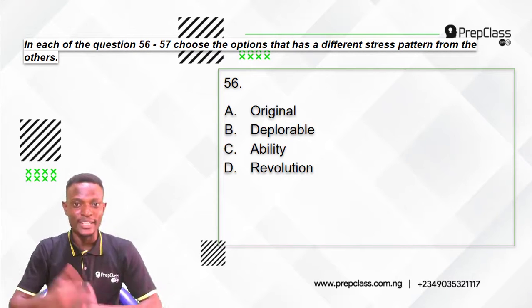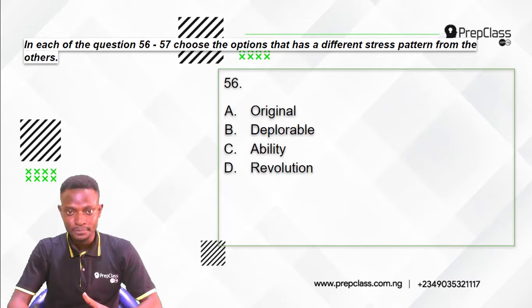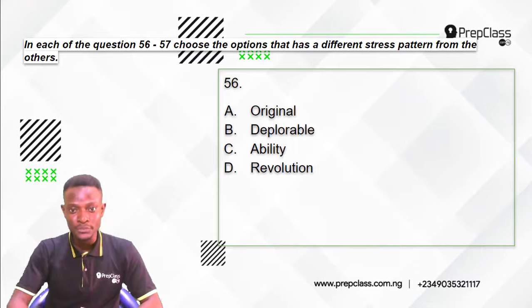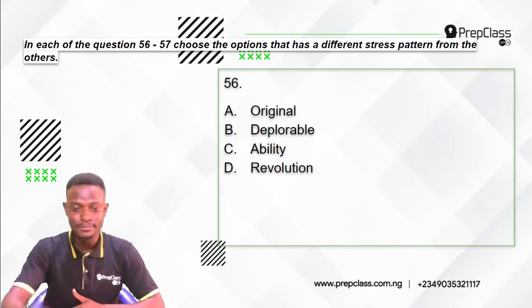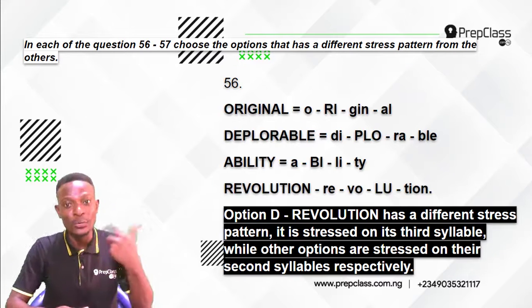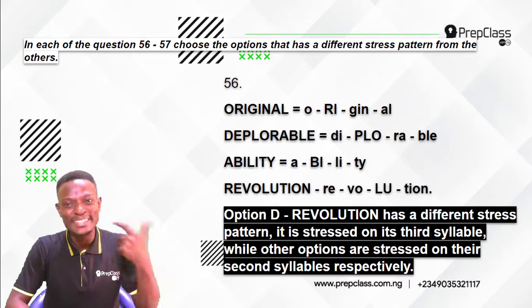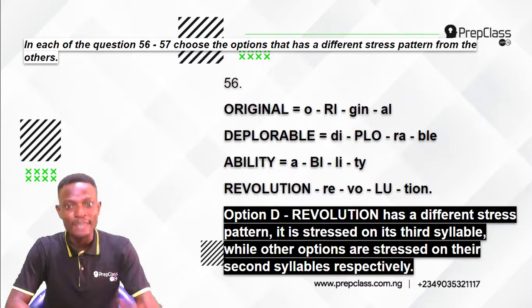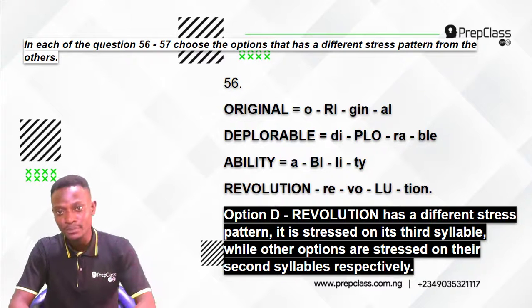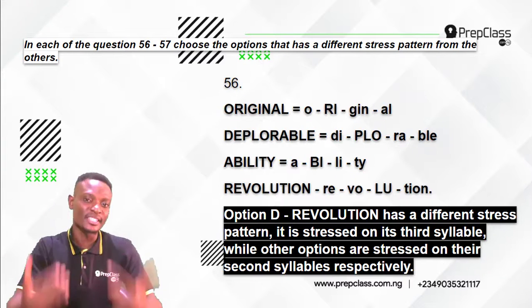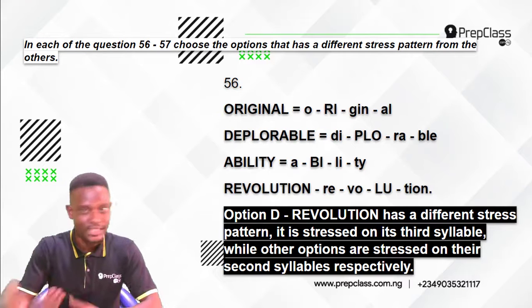Question 56, option A, original. Option B, deplorable. Option C, ability. Option D, revolution. So which of these options has a different stress pattern? Now when you look at original, the stress falls on the second syllable from the beginning of the word. But if you are counting from the end of the word, it falls on the third syllable.